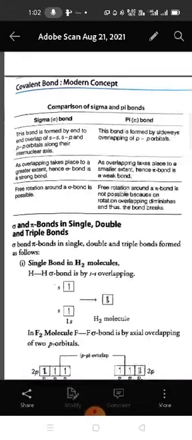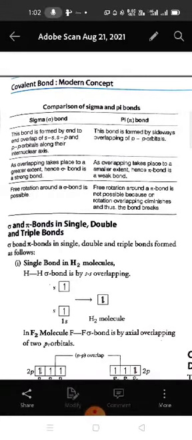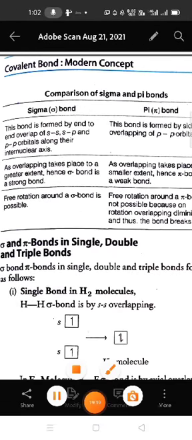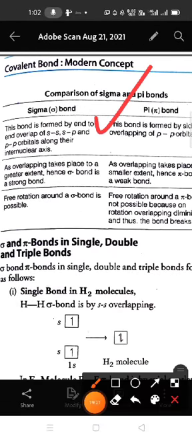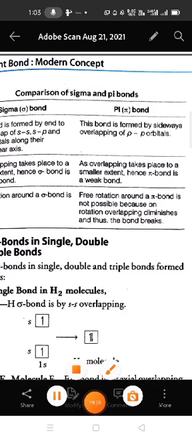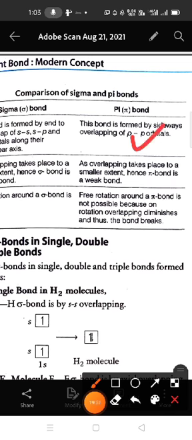Now the comparison between the sigma and pi bonds. First, a sigma bond is formed by end-to-end overlapping of s-s, s-p and p-p orbitals along their internuclear axis, while a pi bond is formed by the sidewise overlapping of p-p orbitals. So a pi bond is formed by the p-p orbitals.